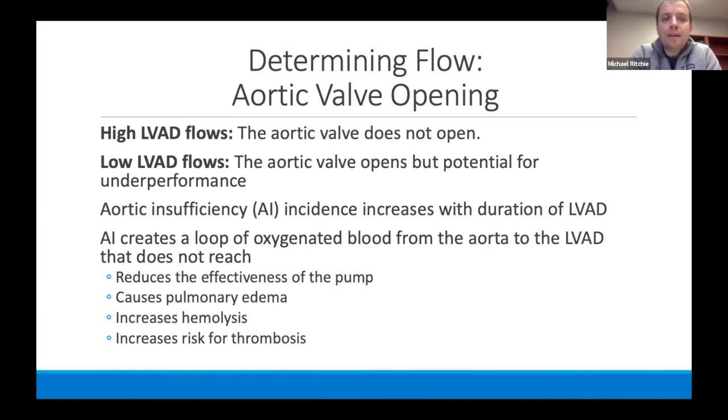Over time, these patients often get aortic insufficiency. And as you can see, if you have something pumping out into the aorta and you have aortic insufficiency, then you create a lot of mixing, and the blood will just go from the ventricle to the aorta, and then through the aortic regurg will just go right back into the ventricle. And so you reduce its effectiveness, you start getting hemolysis, you start getting pulmonary edema, you start getting a lot of complications. And a lot of times people will eventually get aortic insufficiency.